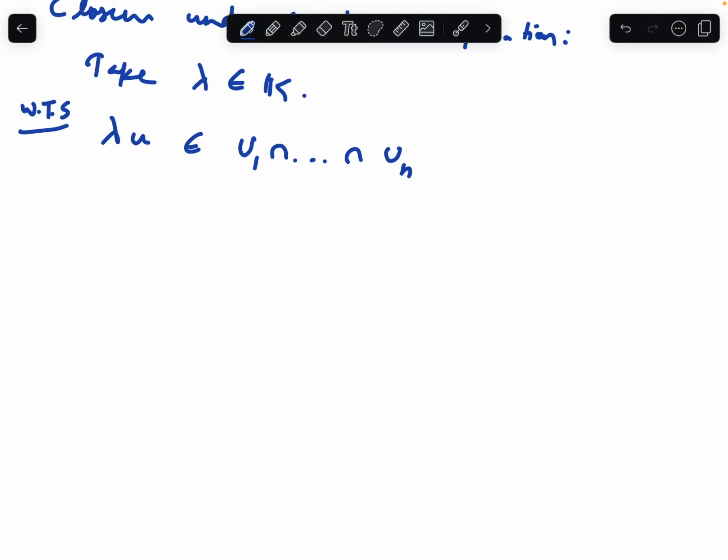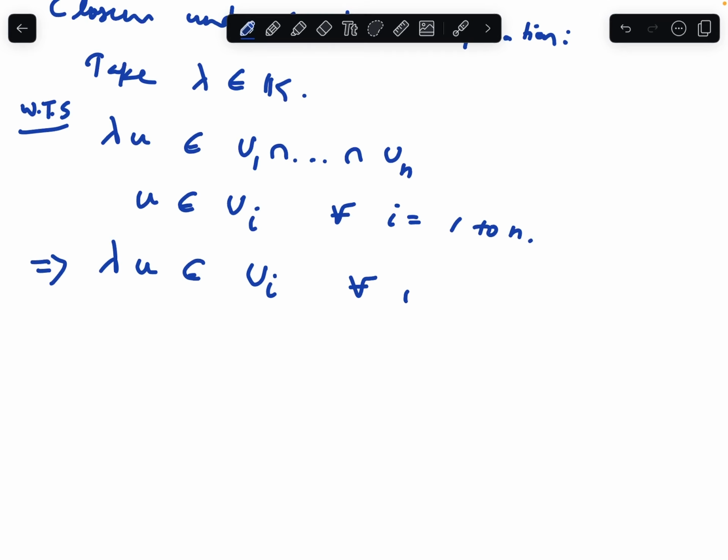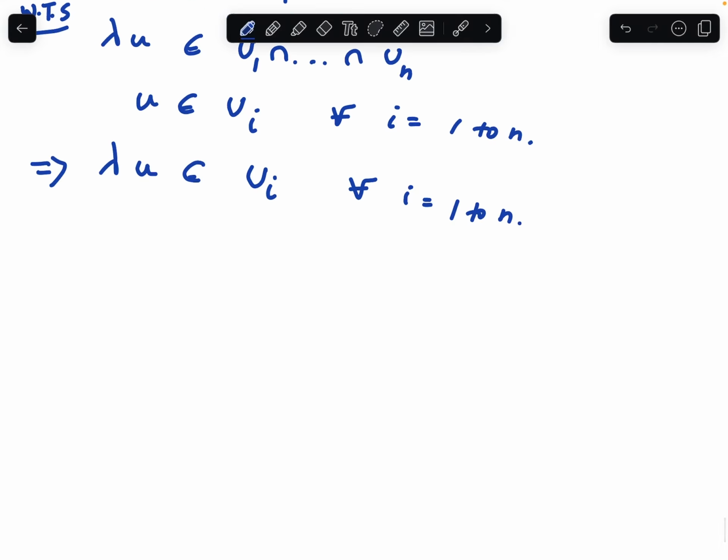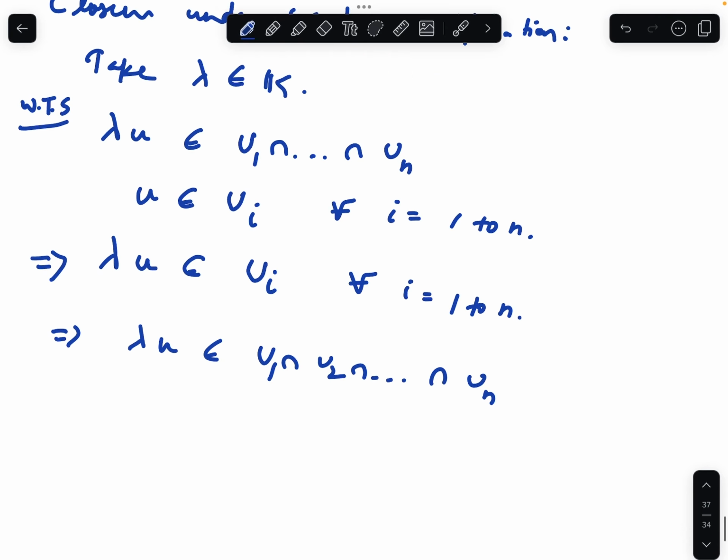Okay, so since u is inside Ui for every i from 1 to n, and Ui is a vector space, lambda u is also inside Ui, right? Because Ui is a vector space, and we know that vector spaces are closed under scalar multiplication. And this is true for every i. So we can say that lambda u is inside the intersection. So this is also done.